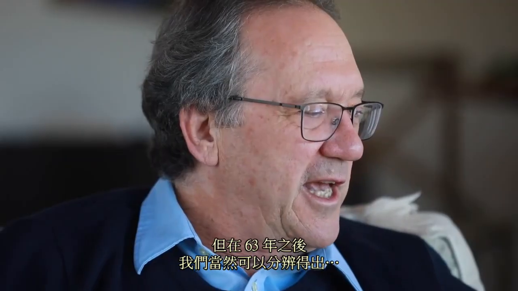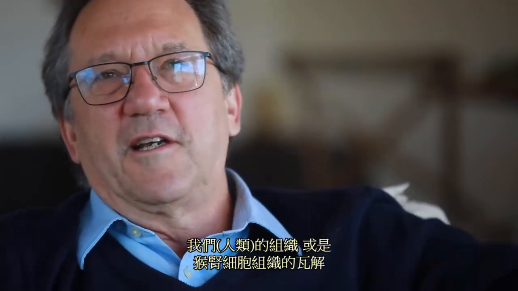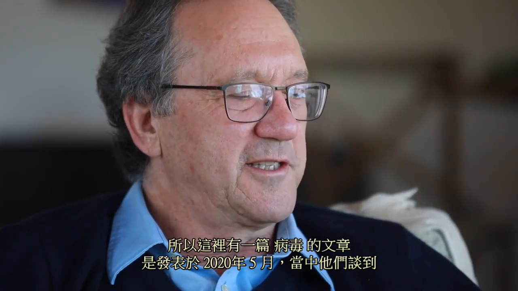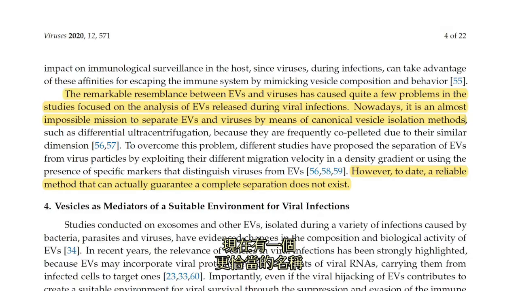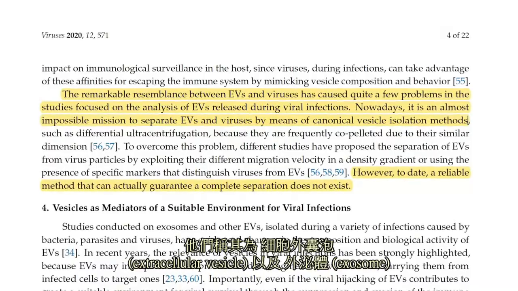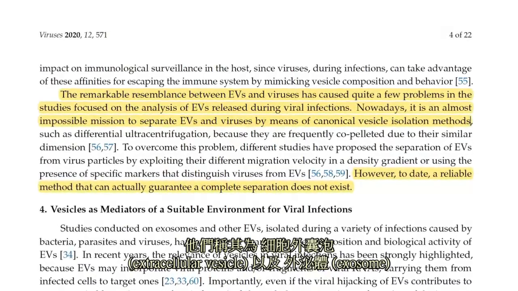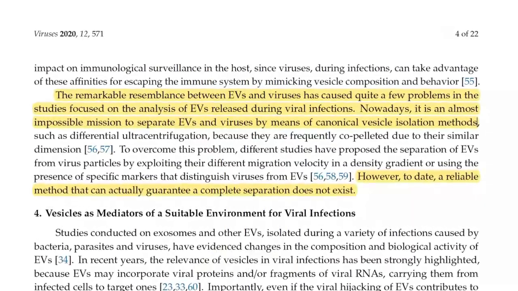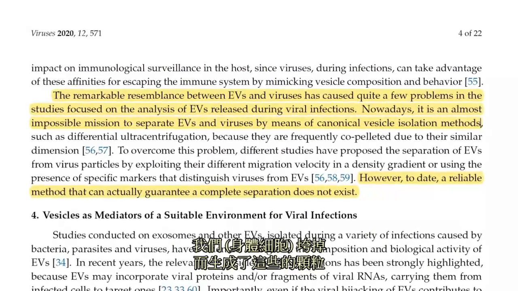Now somebody could say, well, but 63 years later, surely we can distinguish the breakdown of our tissue or monkey kidney tissue from an exogenous virus, right? So here's an article that was in Viruses, May 2020. They're talking about what is now a better name for just debris coming from the breakdown of our tissues. They call it extracellular vesicles and exosomes.